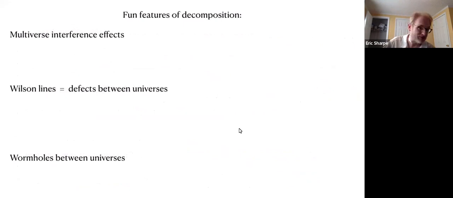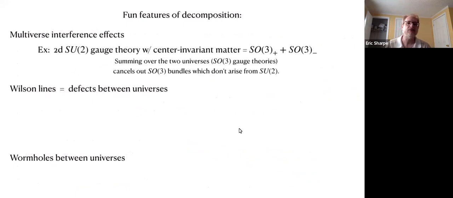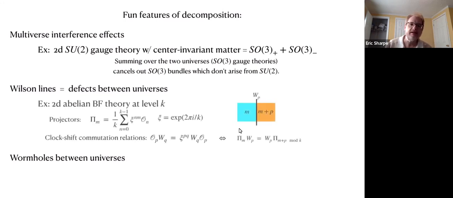I've outlined already, and we'll see in more detail later, how there is a notion of multiverse interference that comes out of this. When one gauge theory decomposes into a disjoint union of others, the existence of that disjoint union helps explain why the original gauge theory may have fewer instantons than you thought it might. Wilson lines: if I have a minimally charged Wilson line in the original theory, it turns into a defect between the constituent universes. So here I've outlined how this works for two-dimensional abelian BF theory at level K.